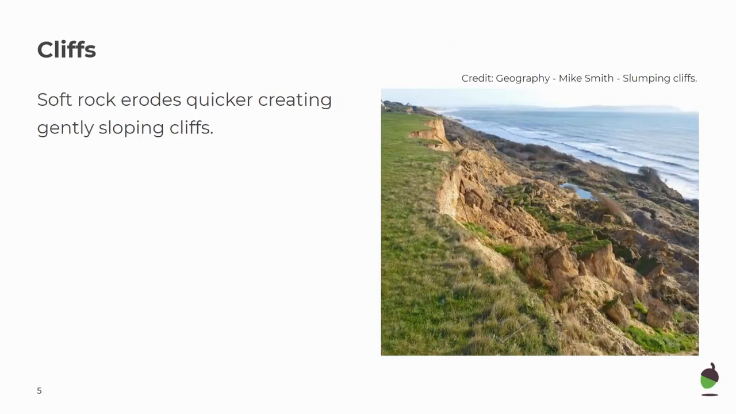However, if you have cliffs created on soft rock, the soft rock erodes quicker, creating gently sloping cliffs. And in this image, you can see that slumping has occurred because you can see that curved slip plane, and you can see where sections of the cliff with grass are now halfway down.